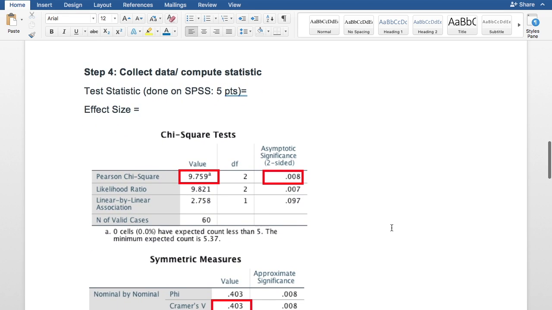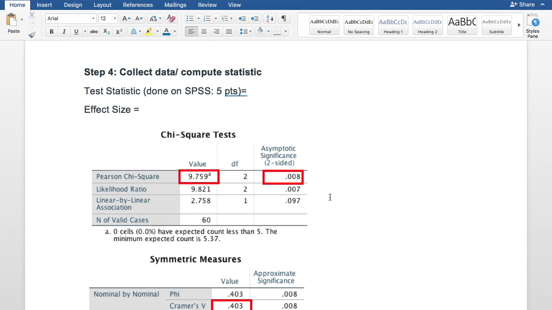Okay, so the first thing that we want to look at is actually the chi-square test, which is the second box down. And we're going to look at our Pearson chi-square, the top row, always. We're never going to worry about these lower rows. In the top row, we have our Pearson chi-square of 9.759, and that's our test statistic. And then we have our significance, our p-value.